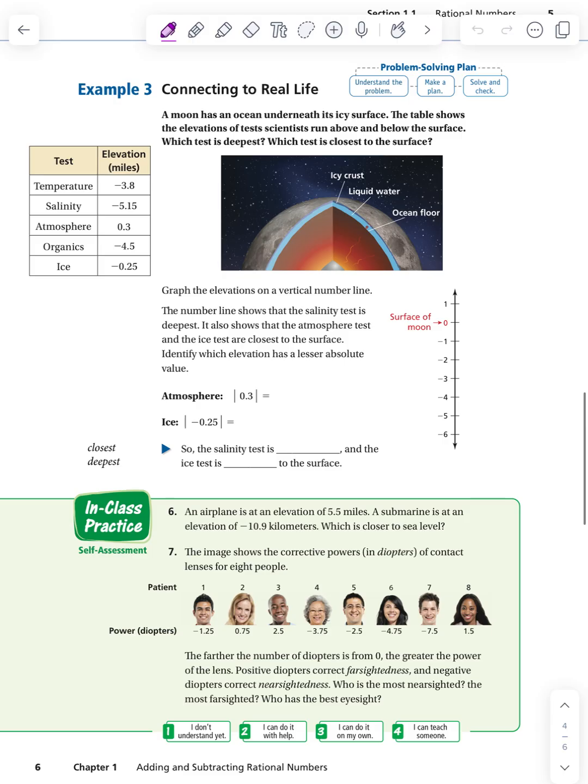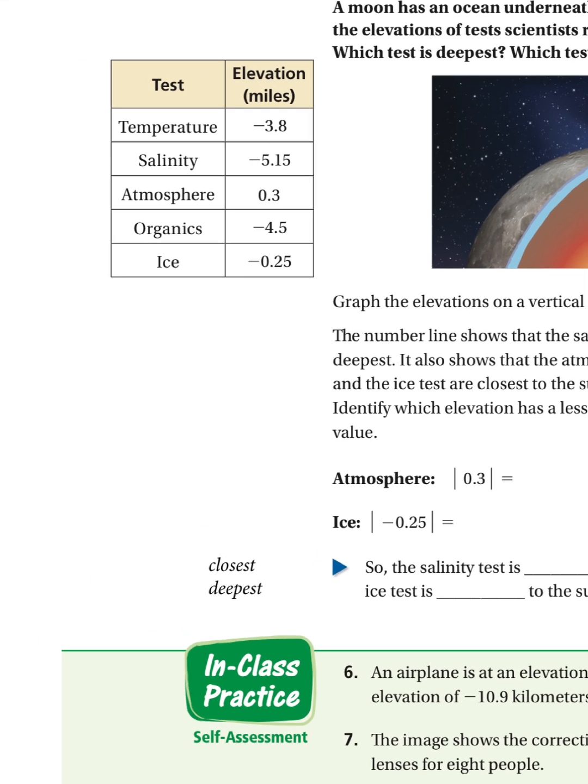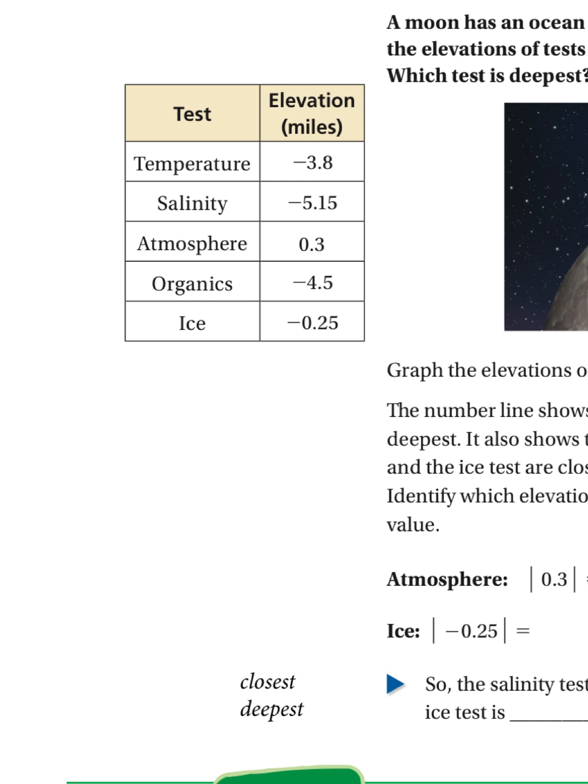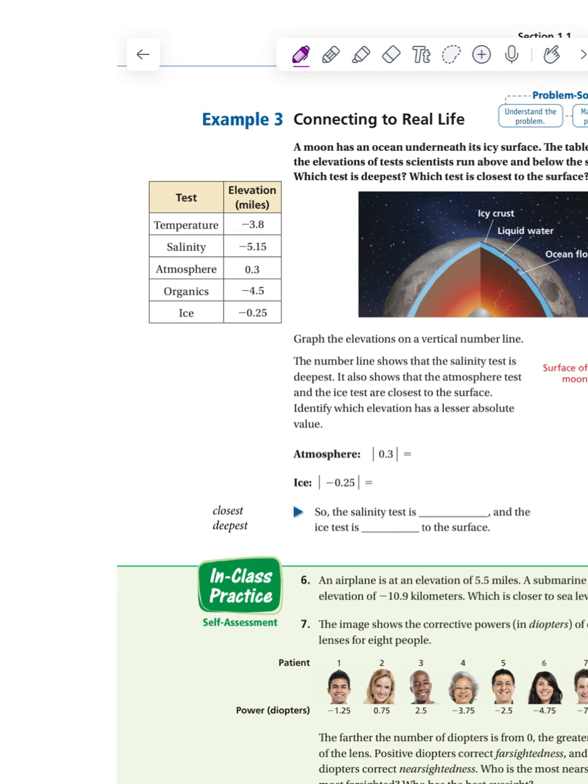All right, last example. A moon has an ocean underneath its icy surface. The table shows the elevation of tests scientists run above and below the surface. Which test is deepest? Which test is closest to the surface? Okay, so in this table, you're going to see the tests. You have negative 3.8, negative 5.15, 0.3, negative 4.5, and negative 0.25.